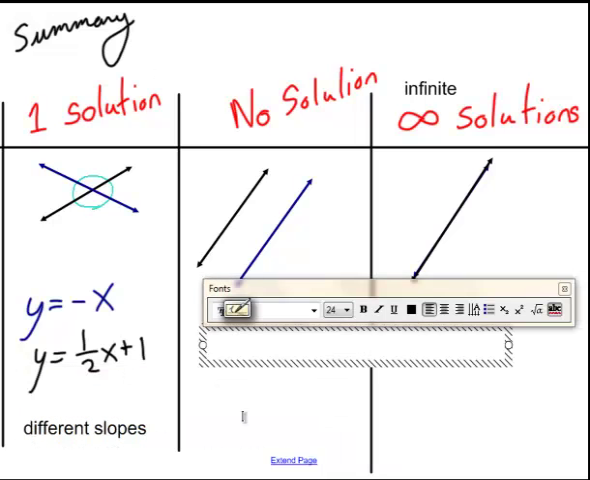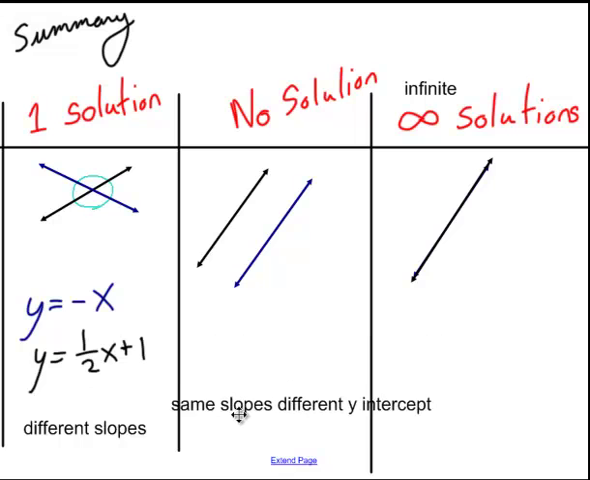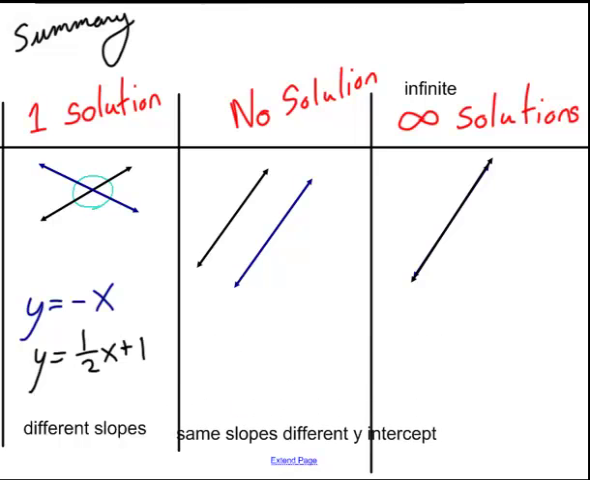For parallel lines, this is if we have the same slopes and different y-intercept. And I'll write an example of that one as well. Same slope and different y-intercept. That could be y is equal to 3x plus 2, and y is equal to 3x, but we want a different y-intercept, so we'll say minus 1. So there's an example of that.